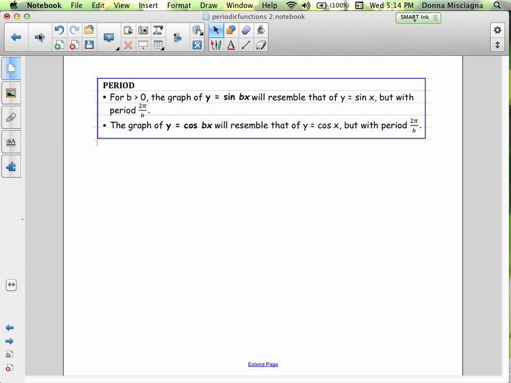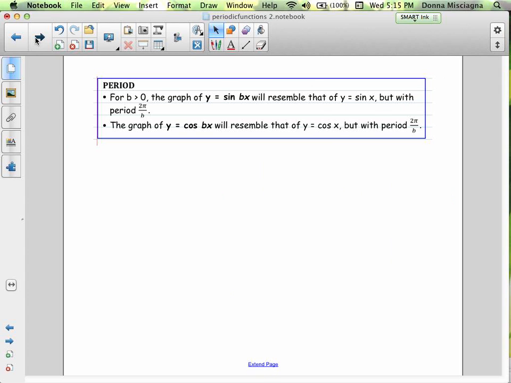All right, so if b is greater than 0, the graph of y equals sine bx will resemble that of y equals sine x, but the graph will go through the cycle either slower if the period is more than 2 pi, or faster if it's less than 2 pi. Same thing for cosine. The graph of y equals cosine bx will resemble that of y equals cosine x, but the period's going to change. It's going to either be stretched out horizontally, or it's going to be shrunk horizontally, one or the other.